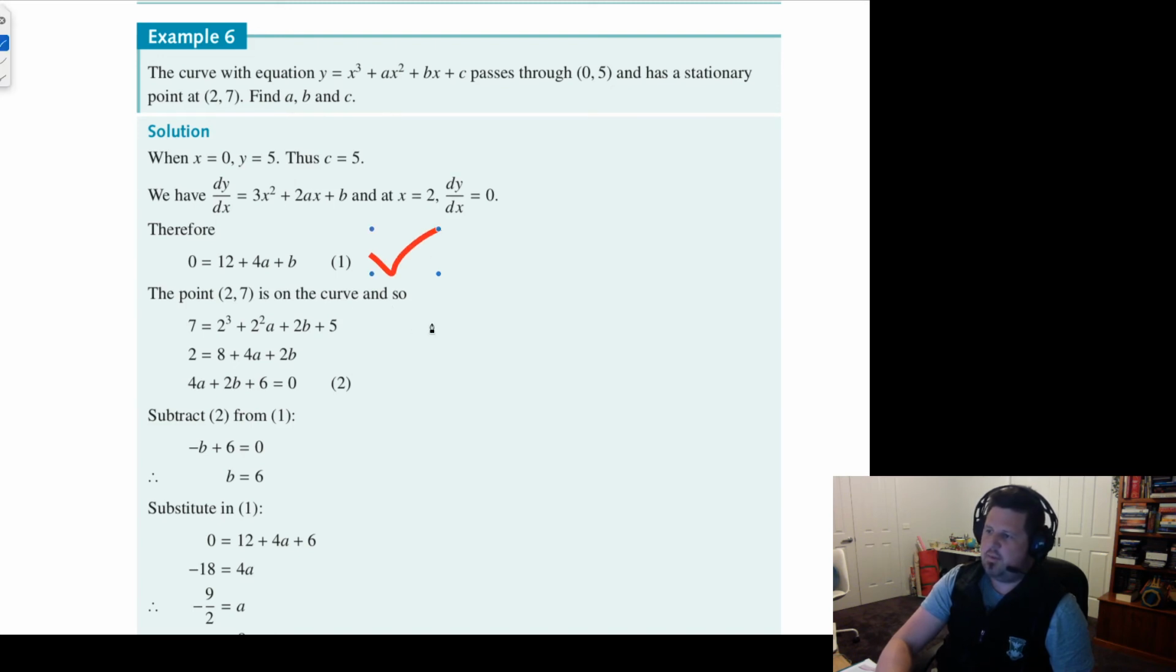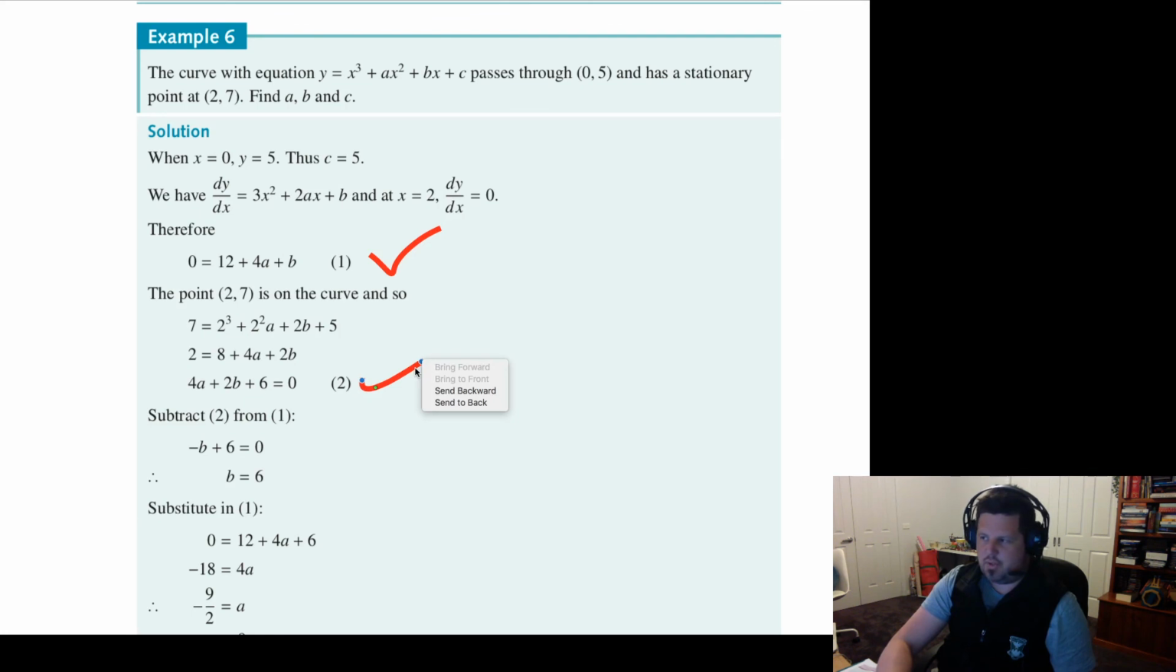From there, the other information that we've got is that on the original equation, there is the actual point (2, 7). So if we consider the original equation and substitute in x being 2 and y being 7, we're writing it out as follows, and we can simplify things down and generate a second equation, which we've got here.